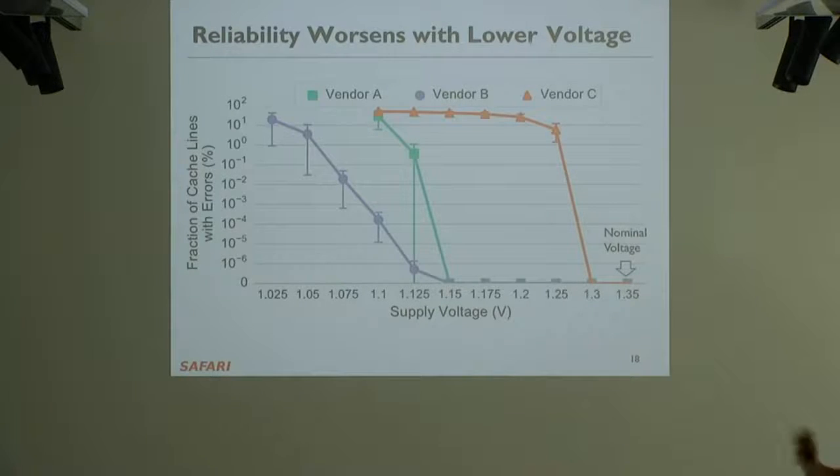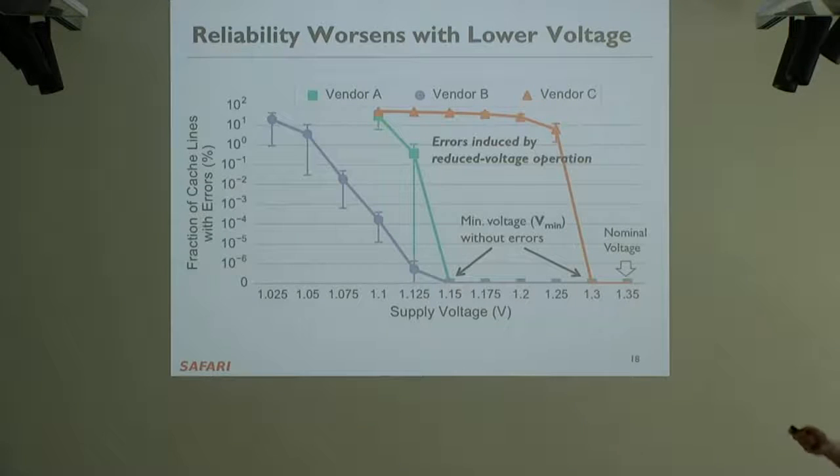We'll see that there's spatial variation. Also, some banks are very reliable at even voltages like this. Some banks are very unreliable because of the way voltage varies and voltage is supplied to different banks. Okay, so you can see that there's a Vmin, minimum voltage without errors, for different vendors and different chips. And these bars are actually the distribution of different chips.